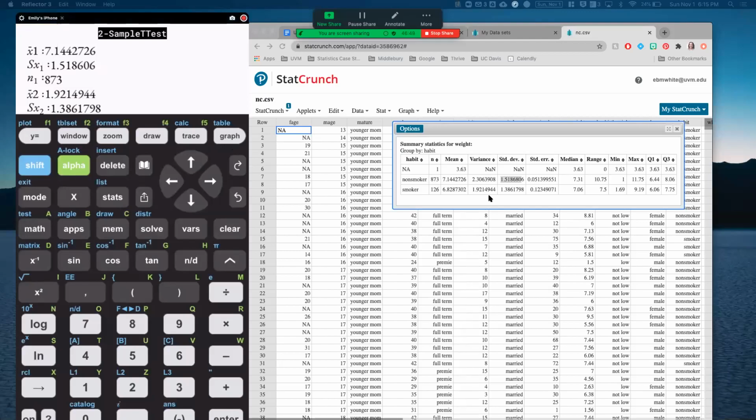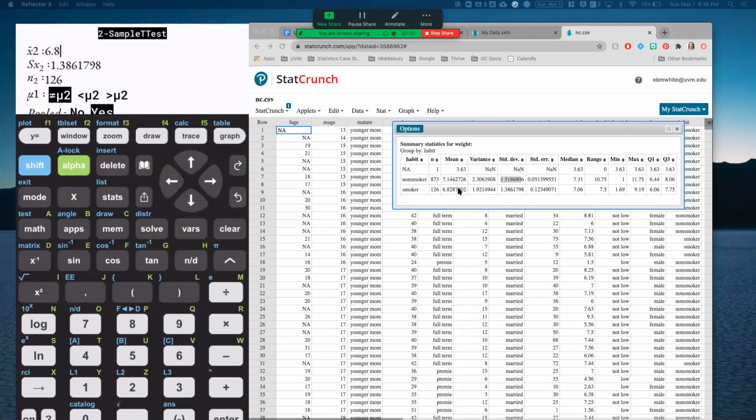All right, I figured out why I got slightly different numbers. It's because I entered these numbers in wrong. I did my X1 bar okay, I did my S1 okay, I did N1 okay, but for X2 bar, I should have put in 6.828. Maybe you caught me earlier and you were like, what are you doing, Emily? But alas. Okay, so let's make sure we get this in right.